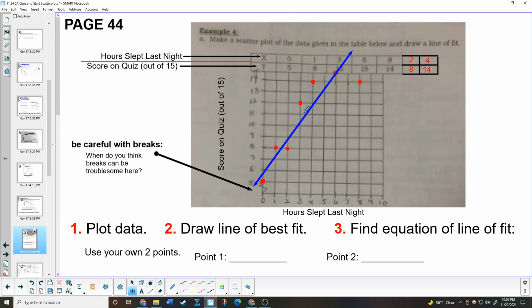So the way we find an equation of a line, we no longer care about these ordered pairs, right? We are looking for the equation of this line, and what you need for that is 2 points on the line. So we're going to go ahead and circle 2 points on our line.